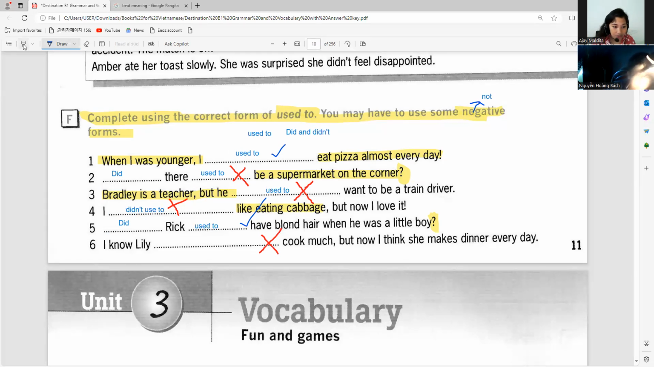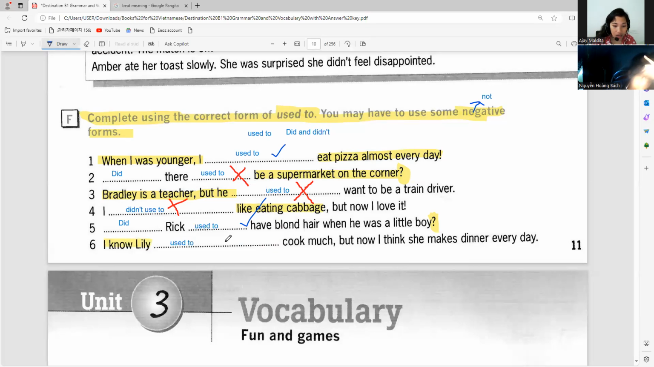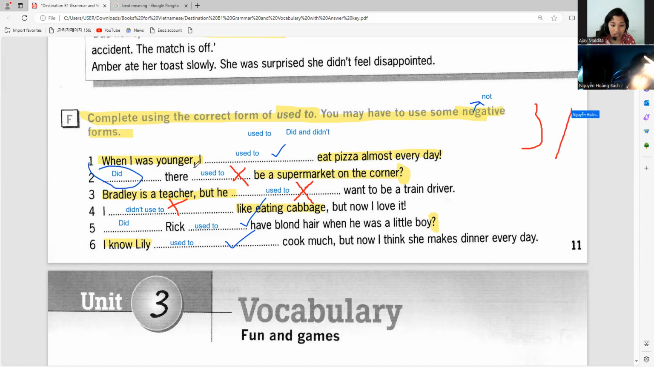Okay, number six. I know Lily. Used to. Okay, see another point. Okay, so let's go back to number two. You didn't use did this time. Then I helped you a while ago. And then you only use use, not to, for this one.